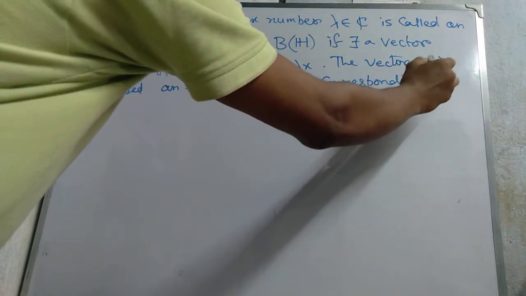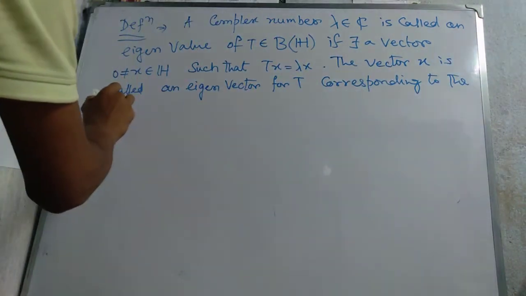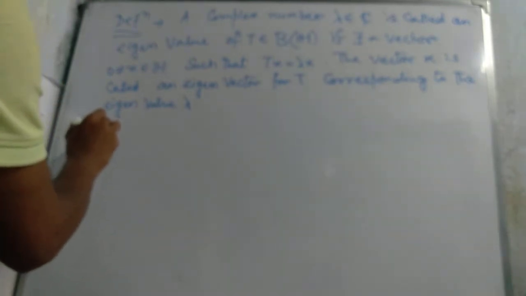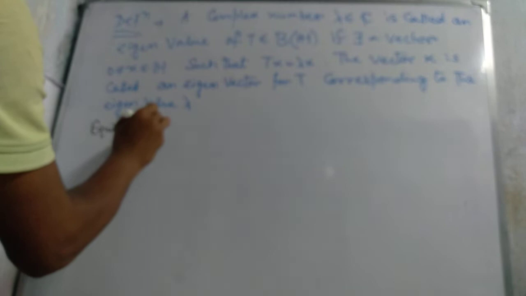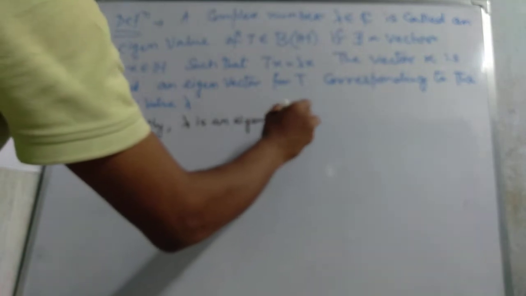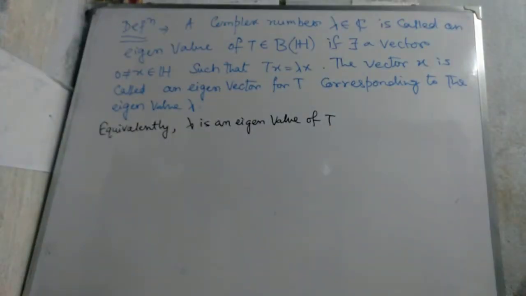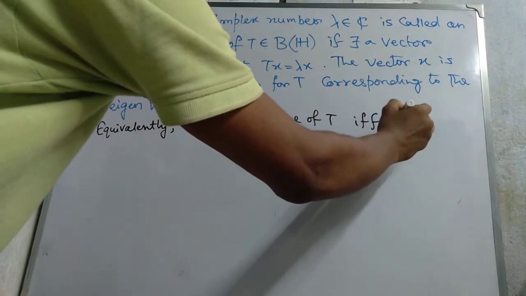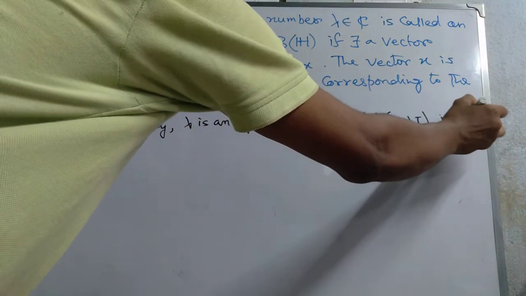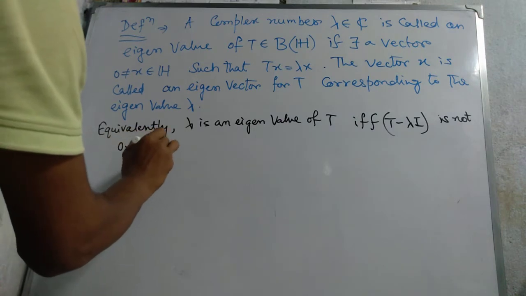Lambda is an eigenvalue of T. Equivalently, lambda is an eigenvalue of T if and only if T minus lambda I is not one-to-one.